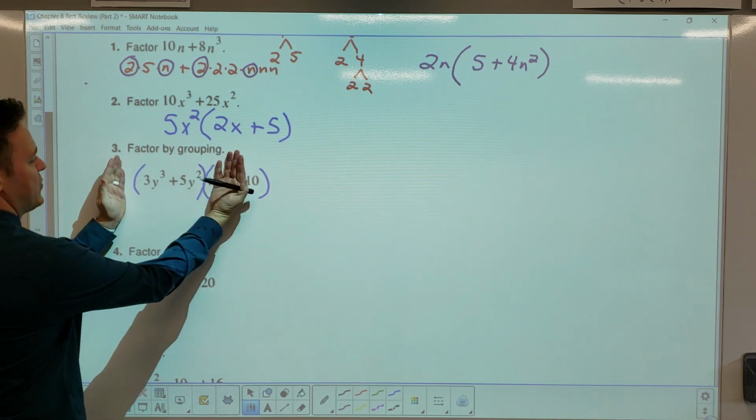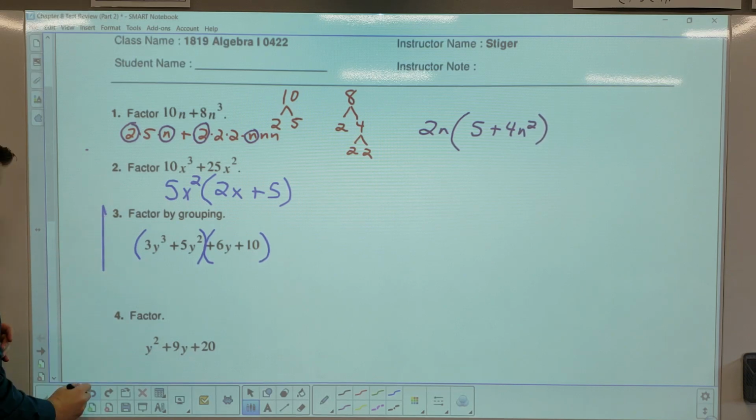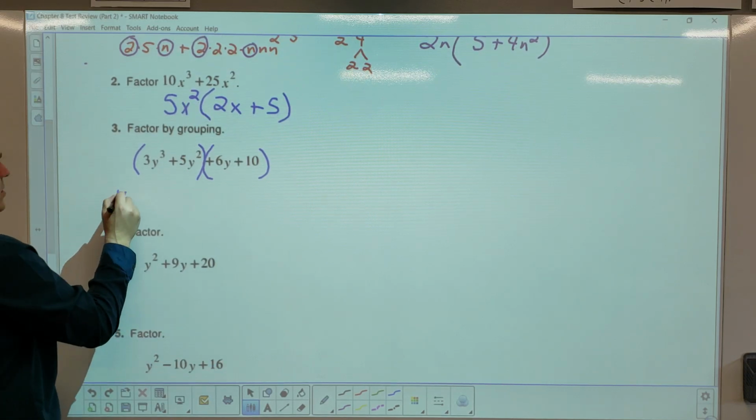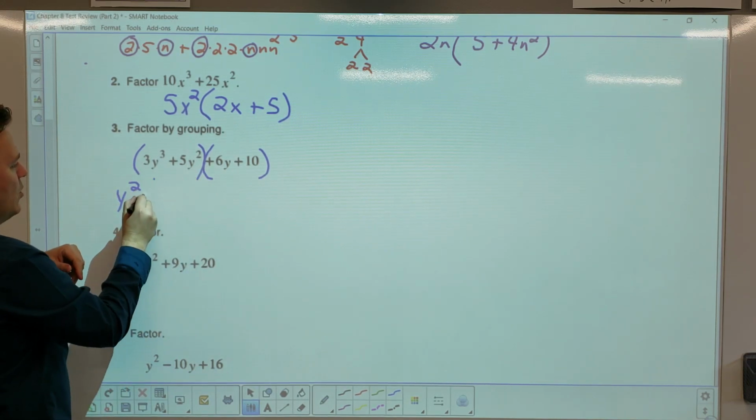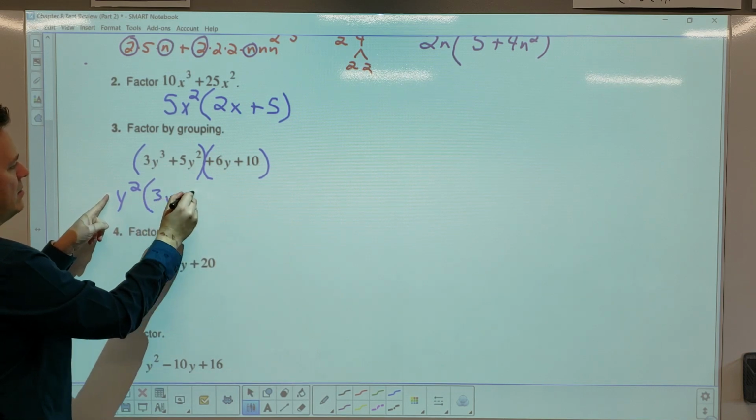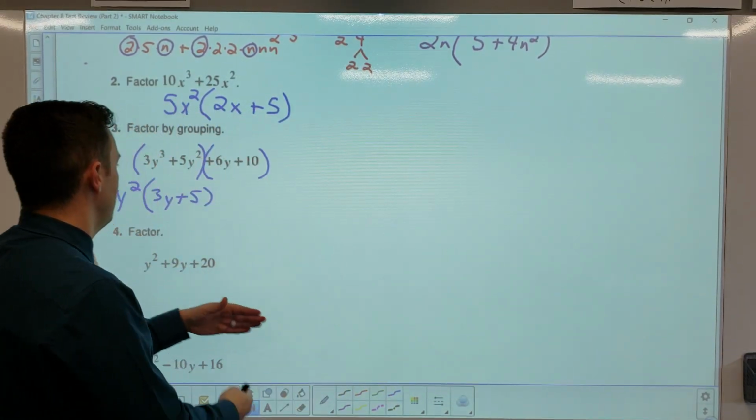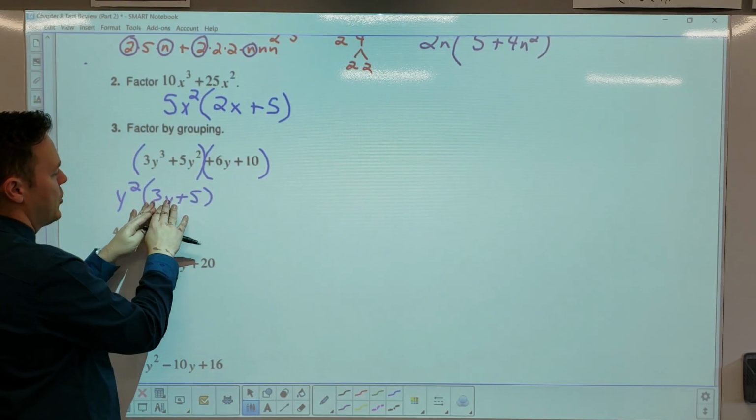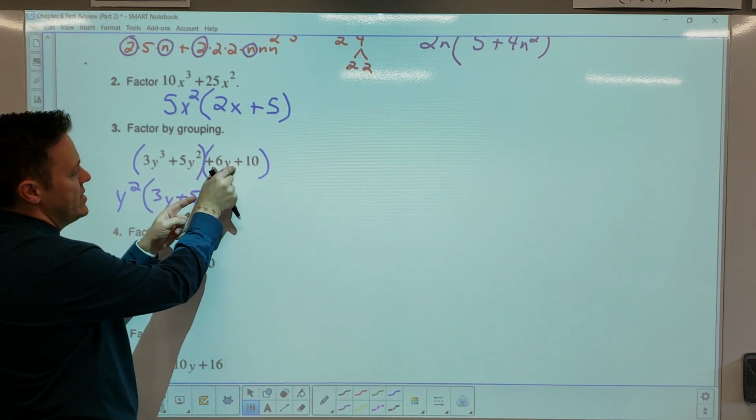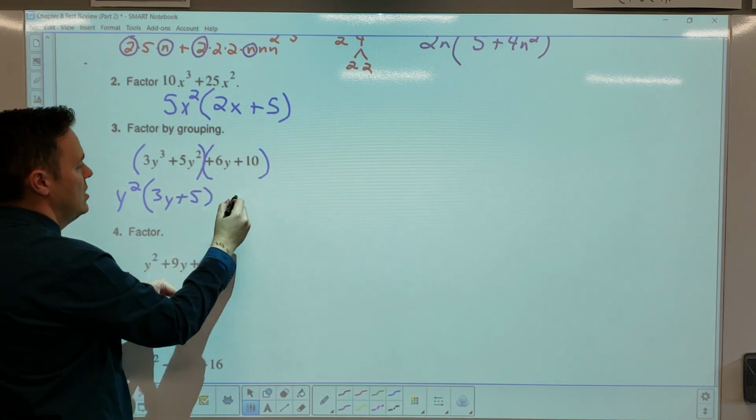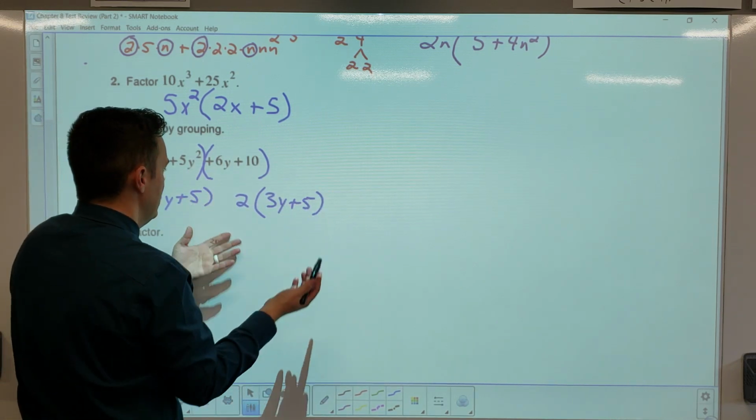So what does this first group share? They share a y, they share, in fact, a y squared. You can't factor anything out of a 3 or 5, but they do have a y squared. What's left behind? 3y plus 5. That's what's left behind. So my assumption is that I'm going to be looking for another way to create a 3y plus 5 over here. So what would I factor out of here? Well, what's the greatest common factor? Well, I know I can factor out a 2. So if I factor out a 2, what's left behind? 3y plus 5. Fantastic.